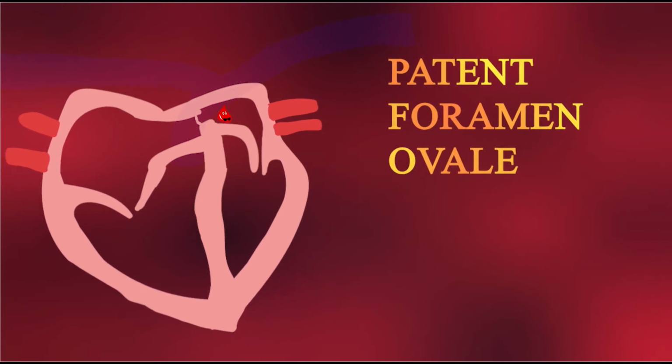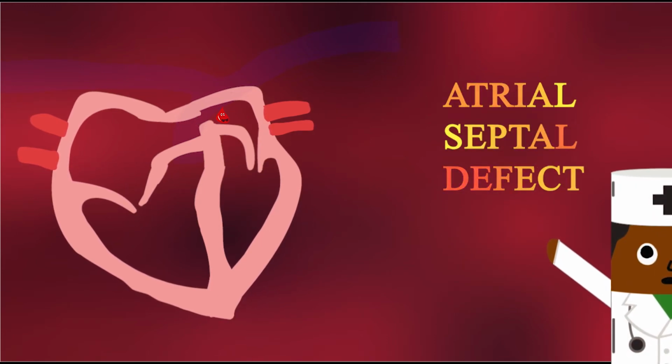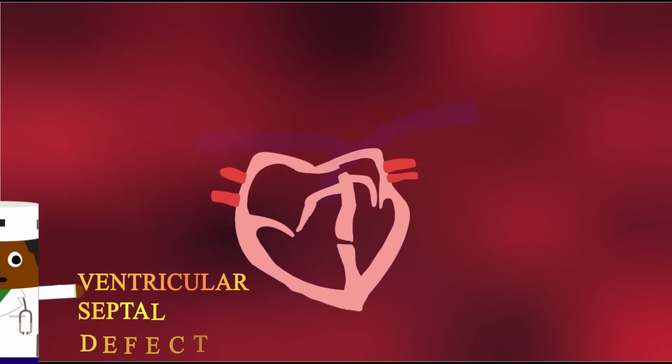Sometimes the septum, or the divider between the atrial chambers, never fully forms, so we call these atrial septal defects. If the same problem occurs between the ventricular chambers, we call these ventricular septal defects.